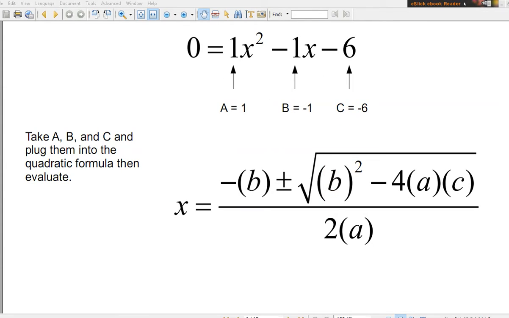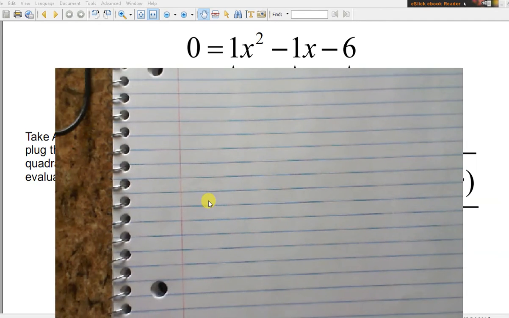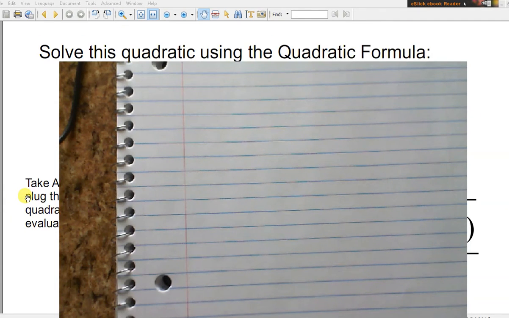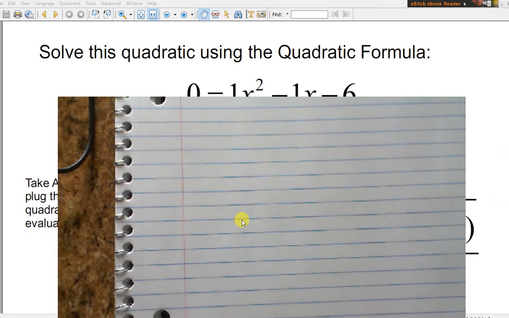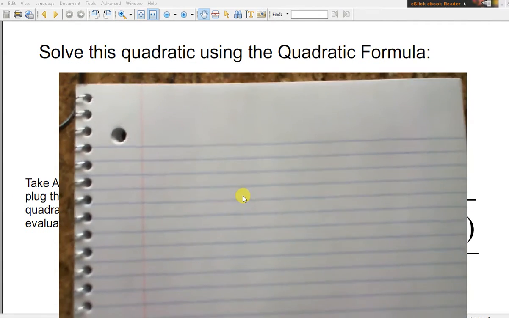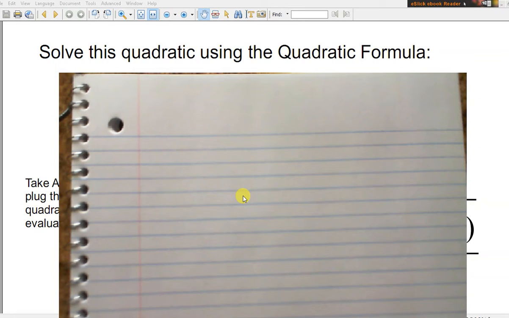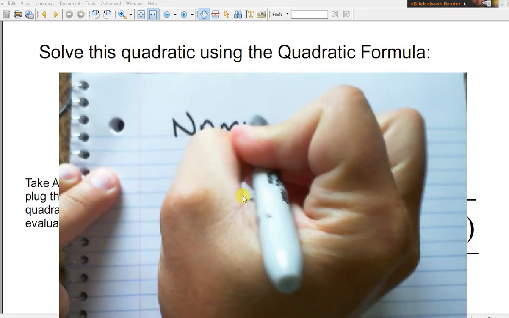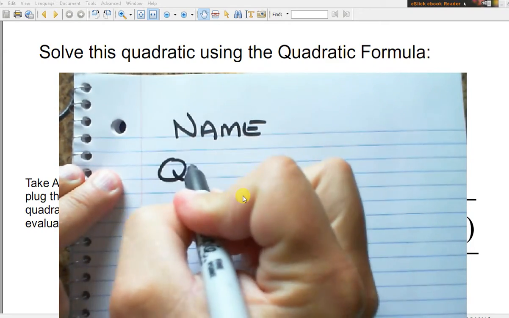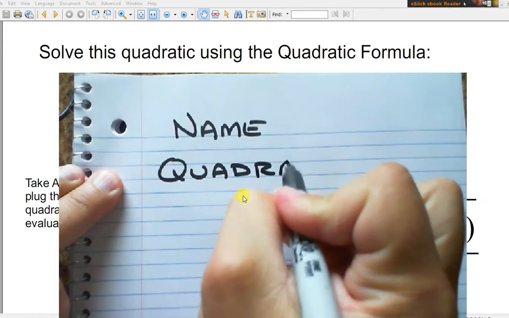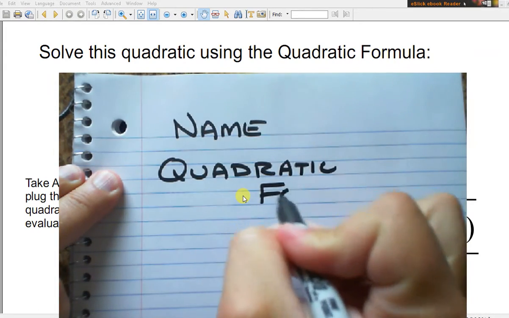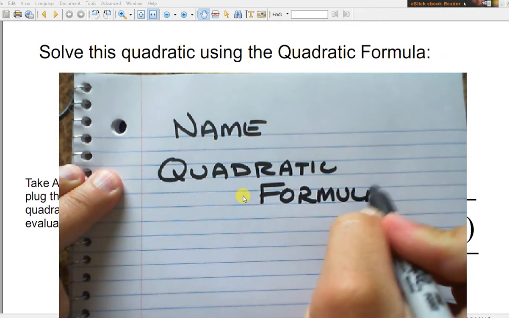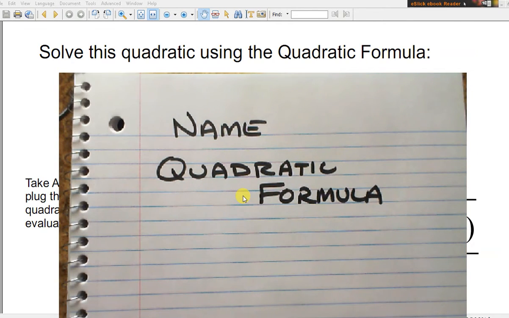Bring the notes over. Let's get our notes going. This is another way of finding those roots. So in our notes, let's start with our name. And our topic today is quadratic formula. And if you do a YouTube search for this topic, you're going to find lots of lessons for it. It's just one of those really big topics.